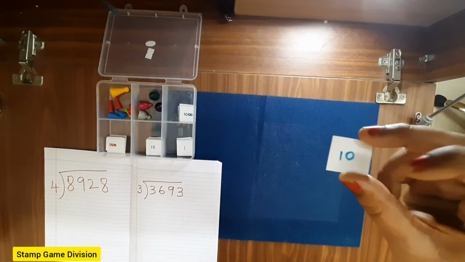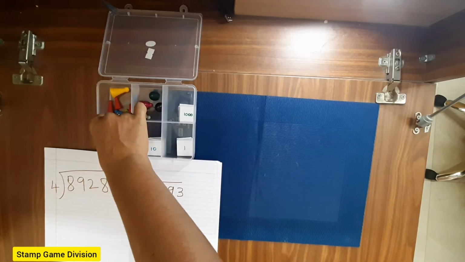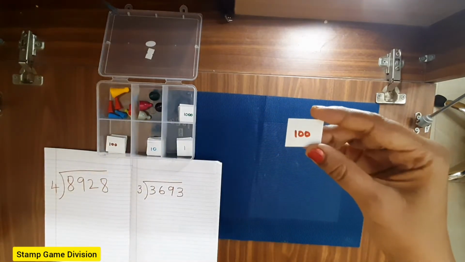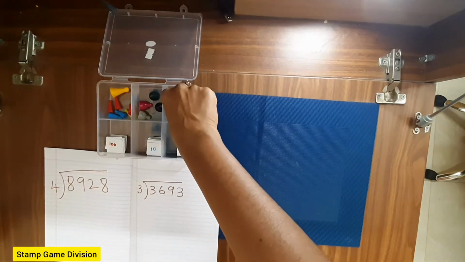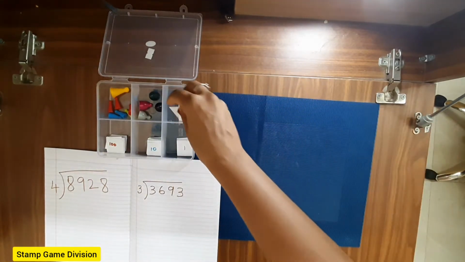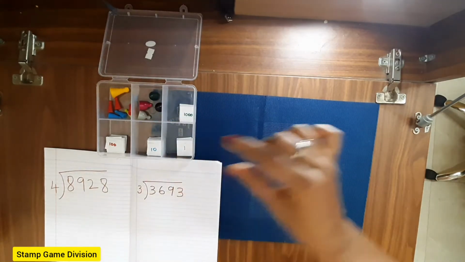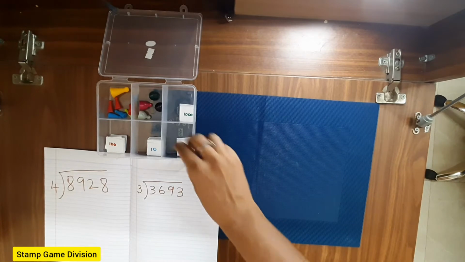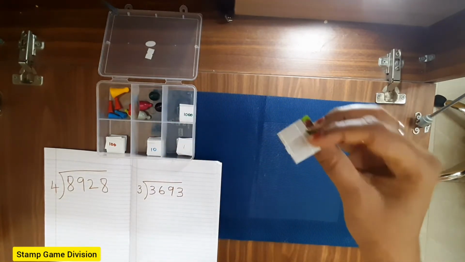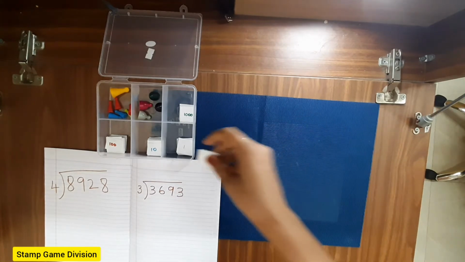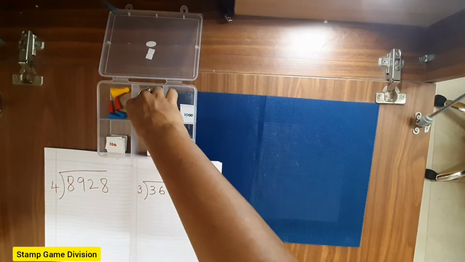So the next one is number 10, written in blue color, and you need 45 such stamps. And then 100 written in red color, and you need 45 such stamps. And 1000 written in green color, and you need 15. Okay, very simple. Just cut a long strip of chart and cut off each stamp. You can make it like 2 centimeter or even 3 centimeter. 2 centimeter is ideal.